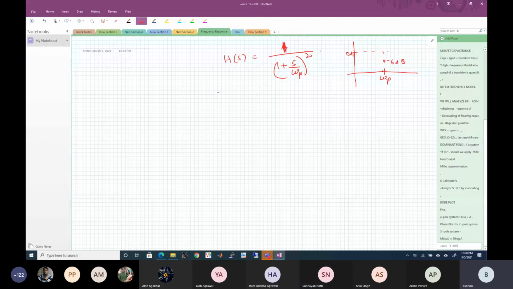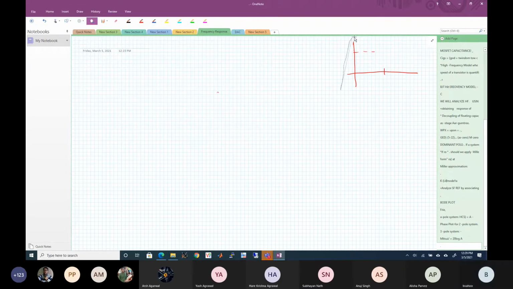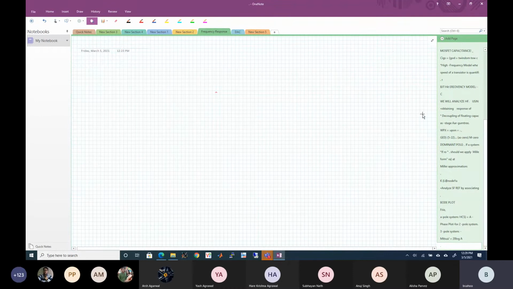Okay. So now the effect of a zero. Based on this analysis, how will the asymptotic plot of a zero look like, based on whatever we have done? Can anybody give any hints? If I have H of s, let us say, 1 plus s by omega z1. Is this system physically realizable?